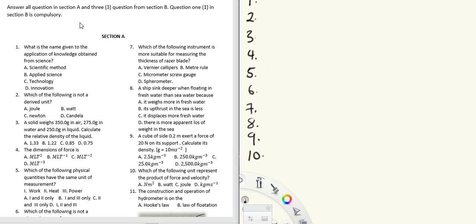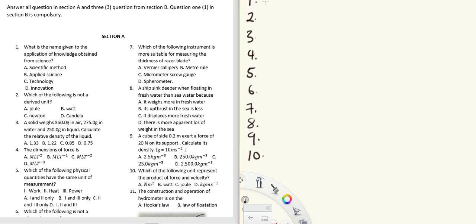Okay, so let's go through question one, that is under section A. The question is, what is the name given to application of knowledge obtained from science? And definitely the answer is C. So the answer is C.